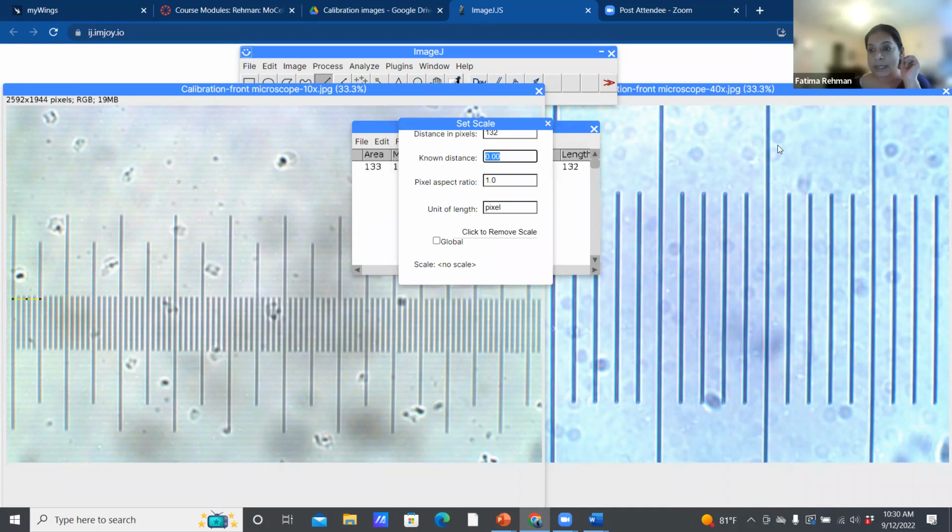Since each stage unit is 10 micrometers, yes, it's going to be 50. And for my unit of length, I'm going to say micrometer. And down here, it's going to calculate your calibration: 2.64 pixels per micrometer. So as long as the image you're looking at was taken using the 10x objective lens on the front microscope in the teaching lab, your calibration will be 2.64 pixels per micrometer.